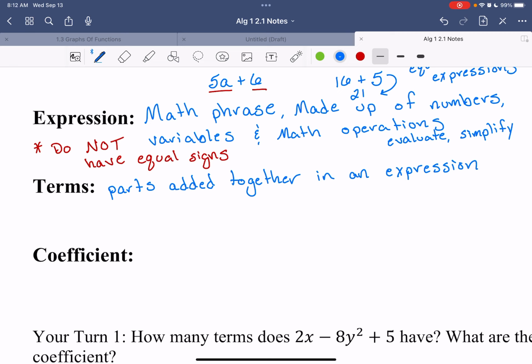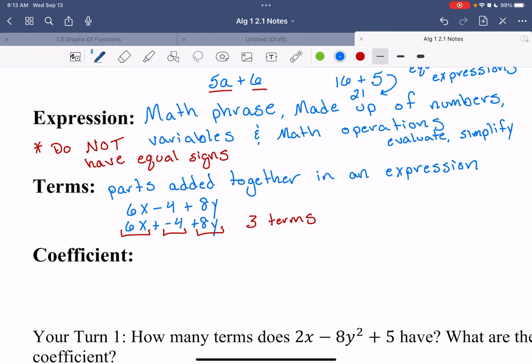Sometimes you might have to rewrite an expression to show that it's addition. What I mean by that, if I had 6x minus 4 plus 8y, well, I have a subtraction in here. So the first thing I'm going to do is rewrite that subtract as adding a negative. So there I can see the three terms, a 6x, a negative 4, and an 8y. It has three terms.